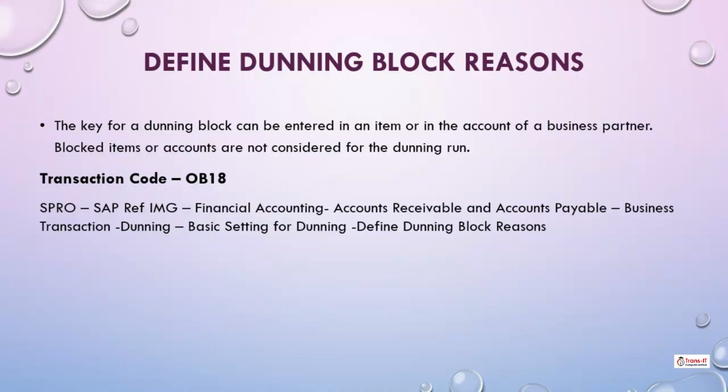For that we can use transaction code OB18 or via SPRO, SAP Reference Implementation Guide, Financial Accounting, Accounts Receivable and Accounts Payable, Business Transactions, Dunning, Basic Settings for Dunning and Define Dunning Block Reason.